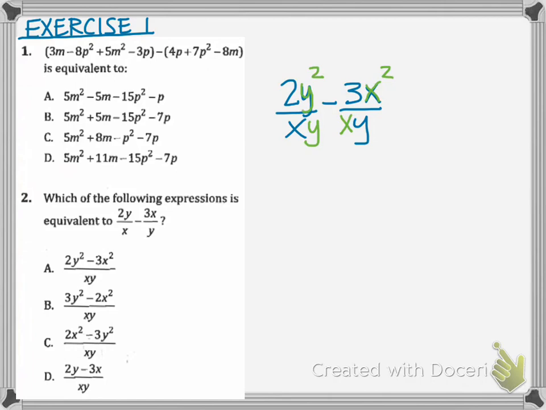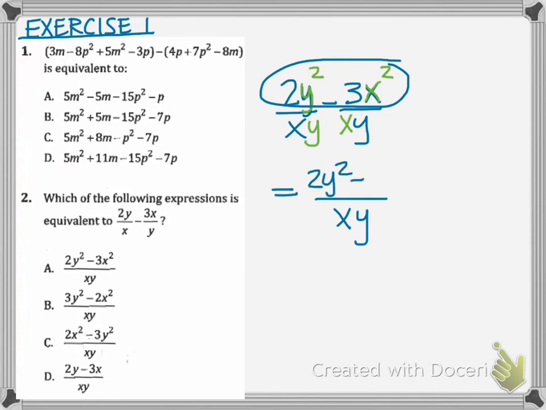So what we have now is we have common denominators. Now we can put them together. Our new denominator is xy. For our numerator, we just need to combine these. I have a 2y squared minus a 3x squared. Well, those are not like terms because they have different variables, so I cannot put them together, so I'm just going to rewrite 2y squared minus 3x squared, and that's as simplified as it can be. And so your answer is A.